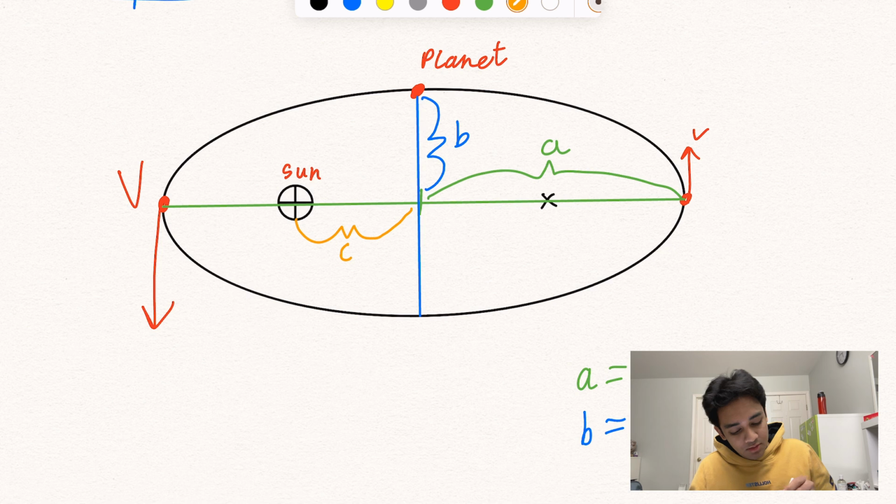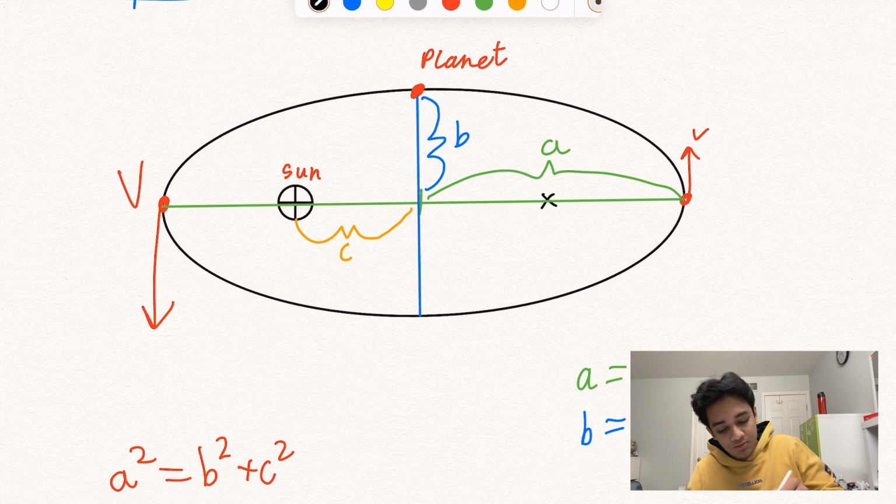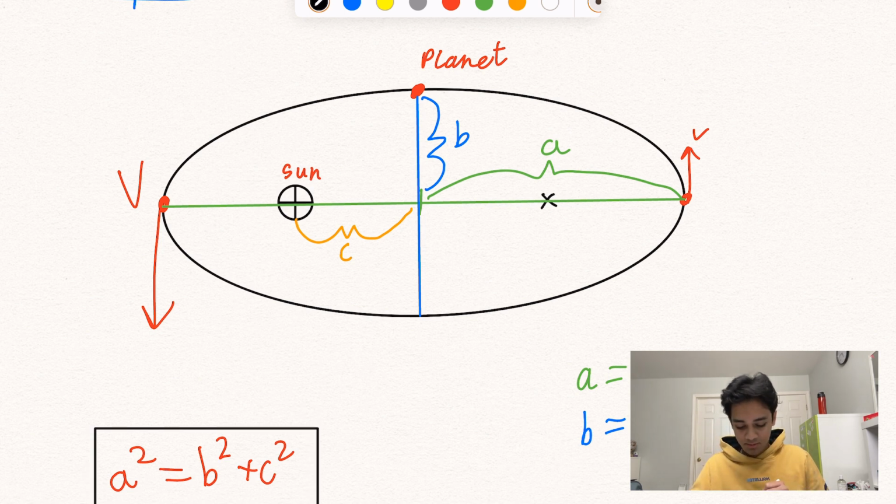The formula we use to connect a, b, and c is, I'll write it over here, a squared equals b squared plus c squared. It's just like Pythagorean theorem. Just remember that it's not a squared plus b squared equals c squared. And our equal sign comes between the a and the b here because of the way we defined it. The conventions are holding this as a, this as b, and this is the c.